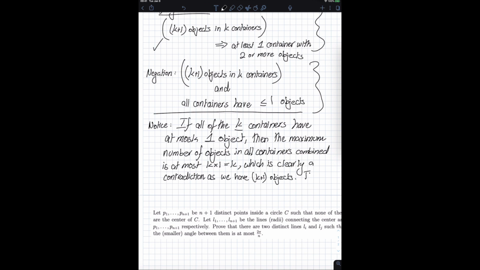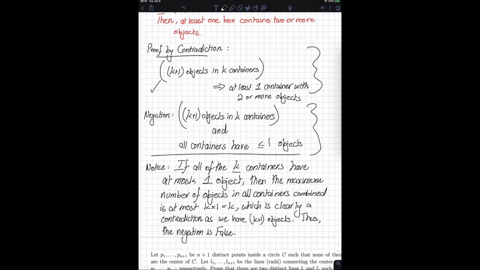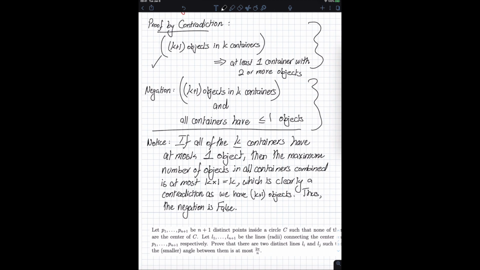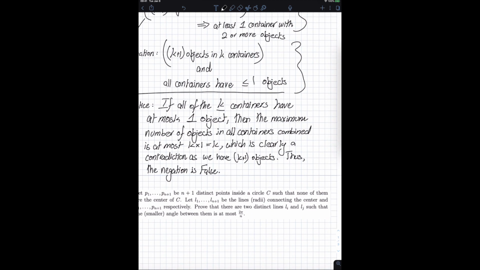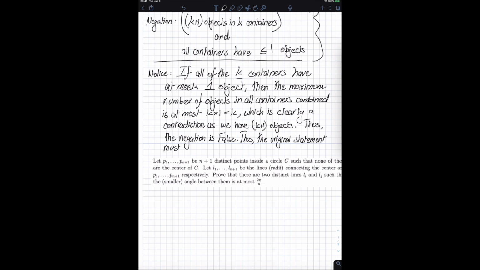Thus, the negation is false. And if the negation is false, then the original statement, that is, if we have k plus 1 objects in k containers, then at least one container has two or more objects, must be true, and that will complete the proof. Thus, the original statement must be true. And this will complete the proof.